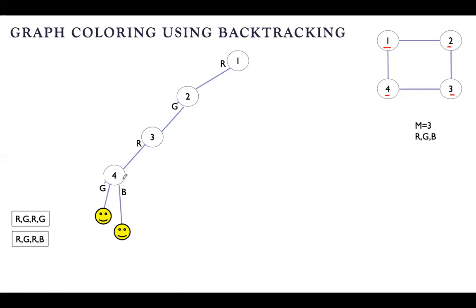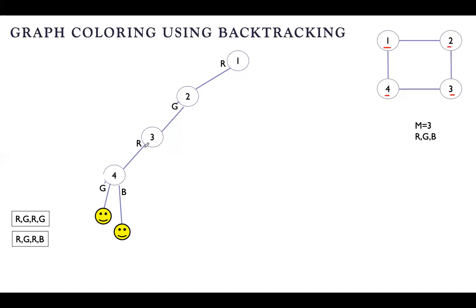That is one more solution. That is red, green, red, blue. Red is assigned to two vertices, but they are not adjacent. So that is one solution. So for vertex 4, we have tried RGB, three colors. Next, we will go back.